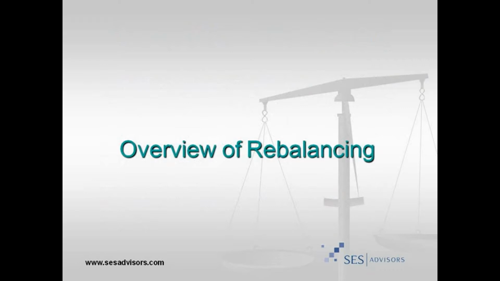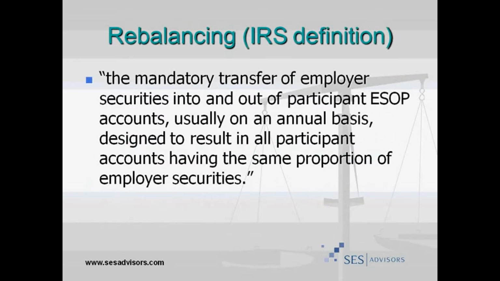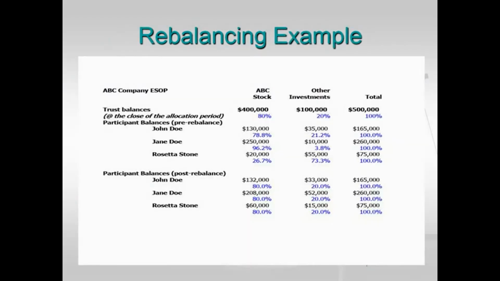So first I'm going to go through the overview of the rebalancing, and then I'll turn it over later to Brian for the reshuffling. So rebalancing, basically the IRS came up with its definition, which is here in quotes, of what they say rebalancing is. The mandatory transfer of employer securities into and out of participant ESOP accounts, usually on an annual basis, designed to result in all participant accounts having the same proportion of employer securities.